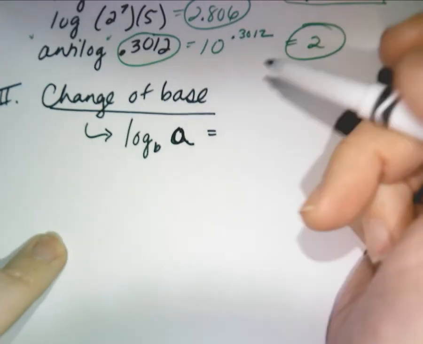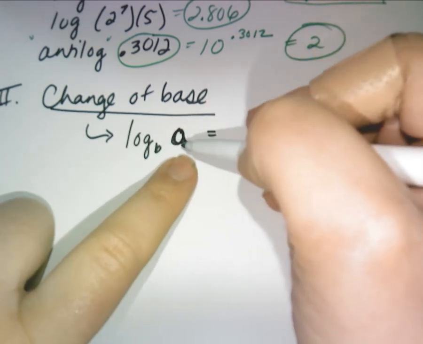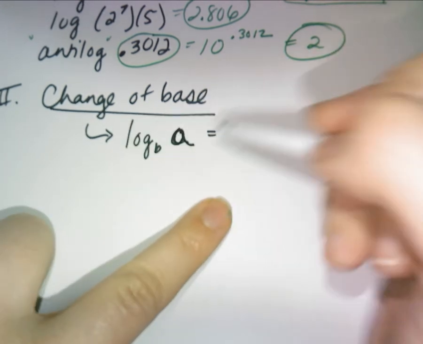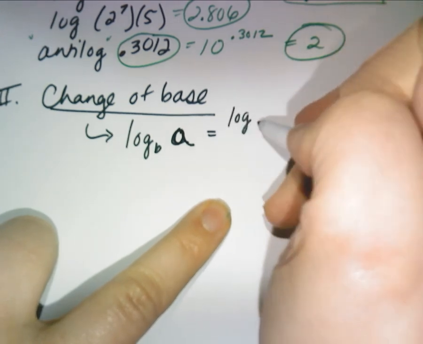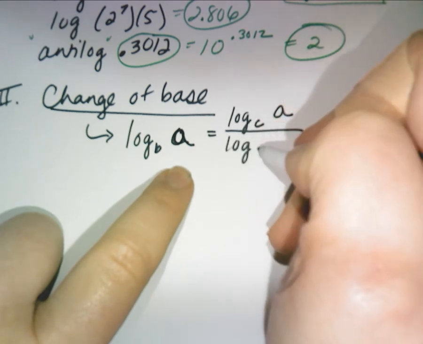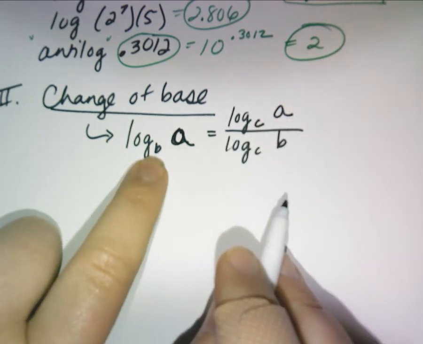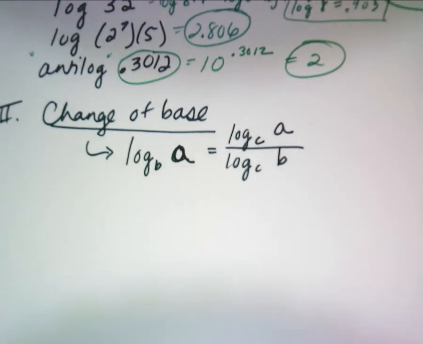All right. So log base, any base of any number can actually be rewritten according to what's called the change of base formula, by taking the log base C of the big number divided by the log base C of that little tiny number. So you're like, well, what does that mean? How does that help me out? This is actually how it helps you out.